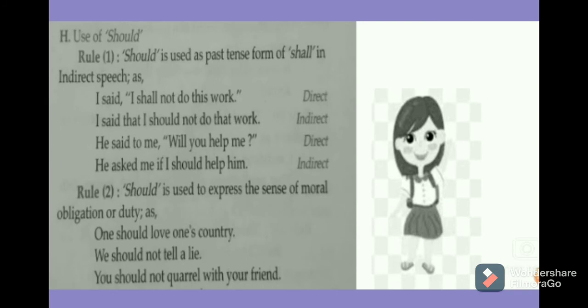Use of should. Children, should is used as past form of shall in indirect speech, as I said I shall not do this work. The sentence is into direct speech. The indirect speech is I said that I should not do that work. Next one, he said to me, will you help me? Next, the indirect speech of this sentence is he asked me if I should help him.